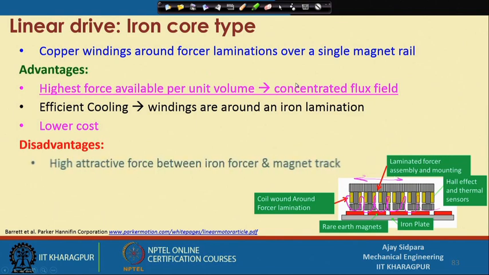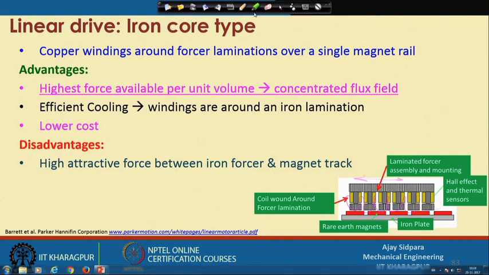But what are the disadvantages here? One disadvantage is the high attractive force between the iron forcer and the magnet track. So, what is that? This is the magnet, these are the series of magnets attached here, and our forcer is made of iron. So, that is the big problem. The iron is very close to this particular magnet.